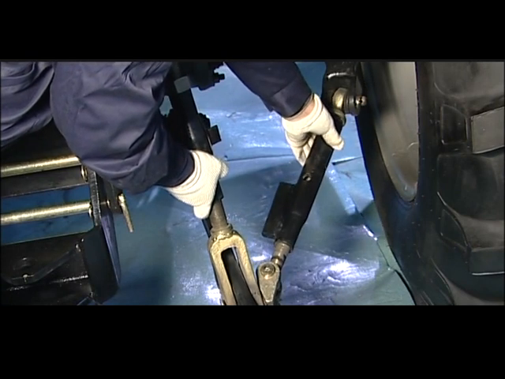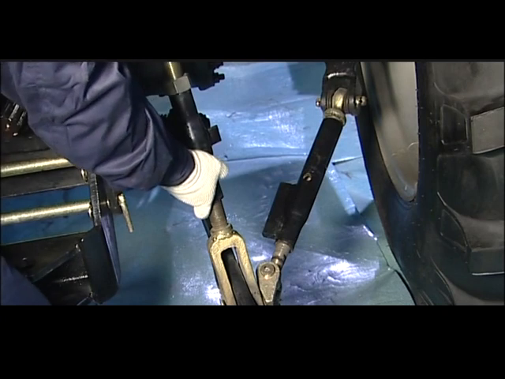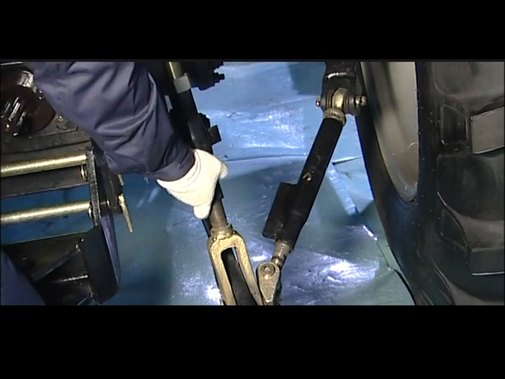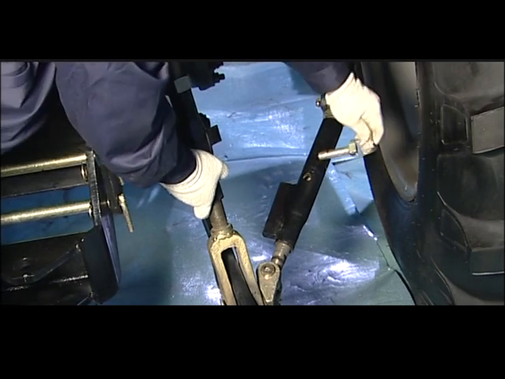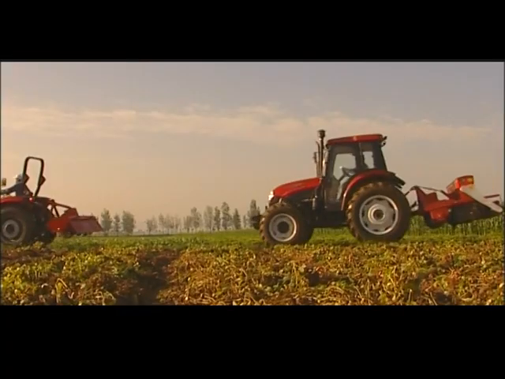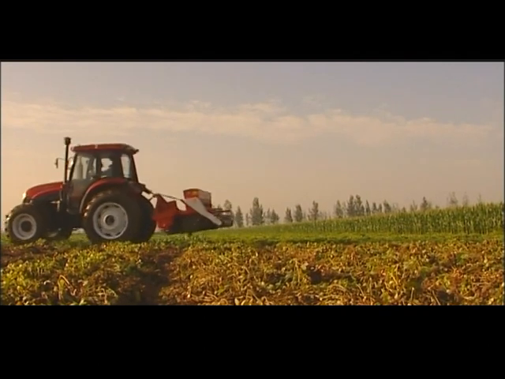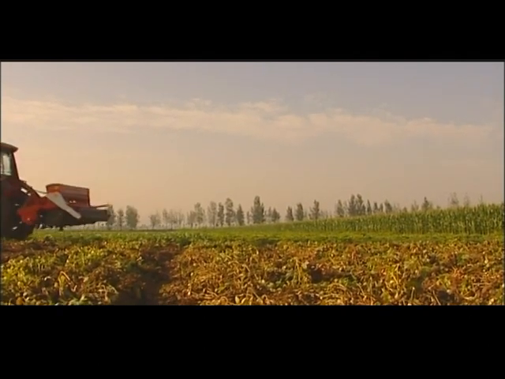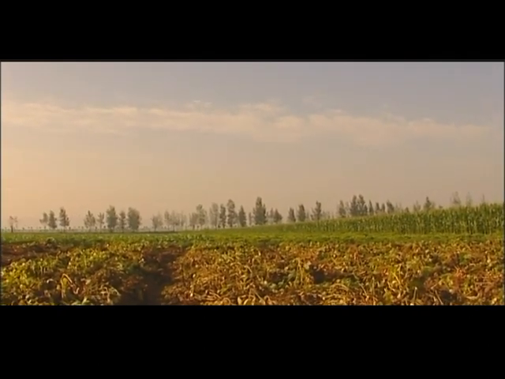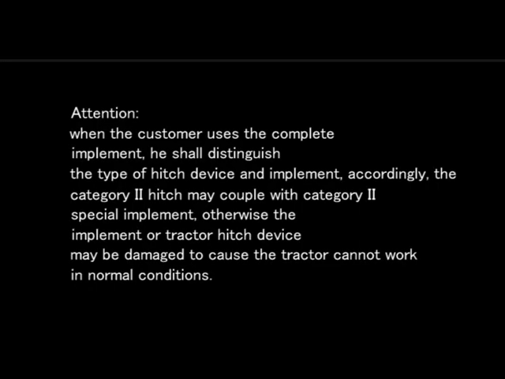Turn the threaded limit lever socket to adjust the length of limit lever so that the max lateral movement freedom of the lower pull lever is no smaller than 120 millimeters. Choose the movement range of limit lever based on the tool operation mode. Attention! When the customer uses the complete implement, he shall distinguish the type of hitch device and implement accordingly.